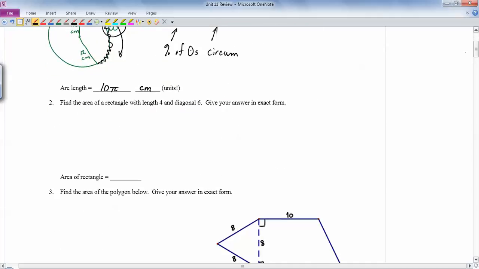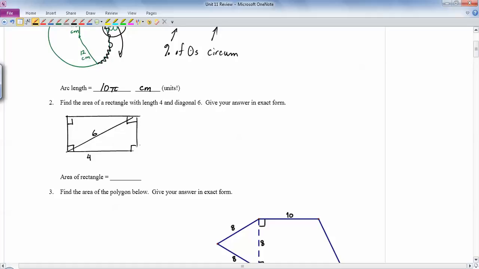Number two says find the area of a rectangle with length 4, diagonal 6. So let's draw a rectangle. Length is 4. Diagonal, we don't have units for this one. So 4 there, 6 here. And the question is, what's the area? So give your answer in exact form. So exact form, typically you want to avoid trig.